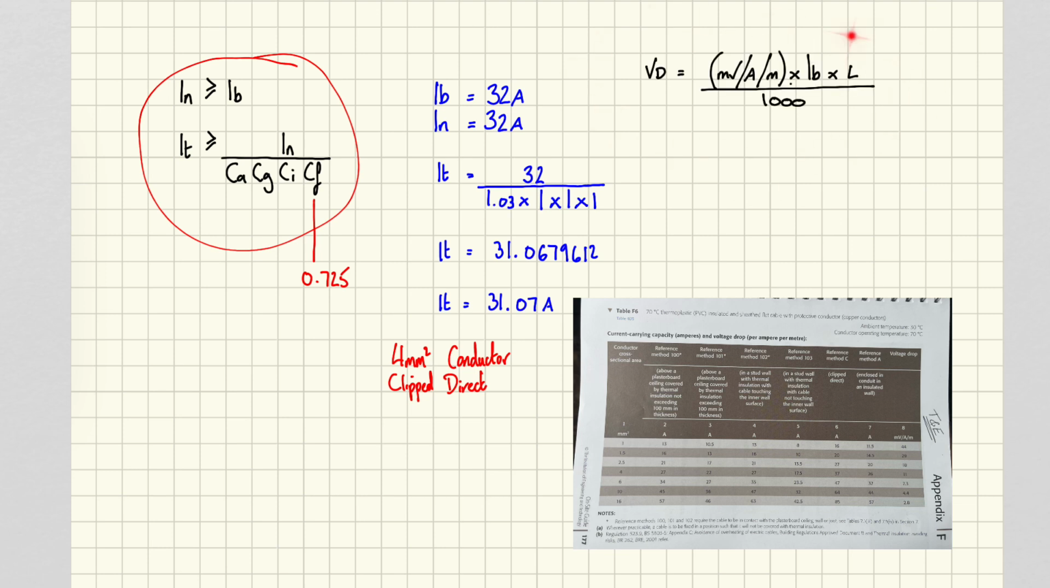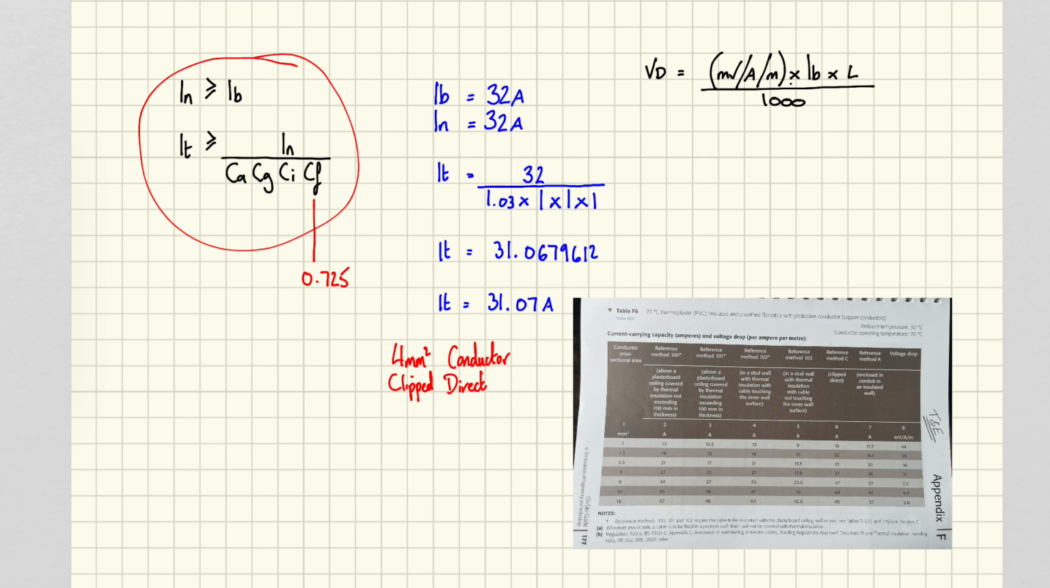So here we have voltage drop is equal to, and then we have this here, which is actually just the values taken from here. So again, we're just taking a look at the calculation and we are then inserting information from BS7671.